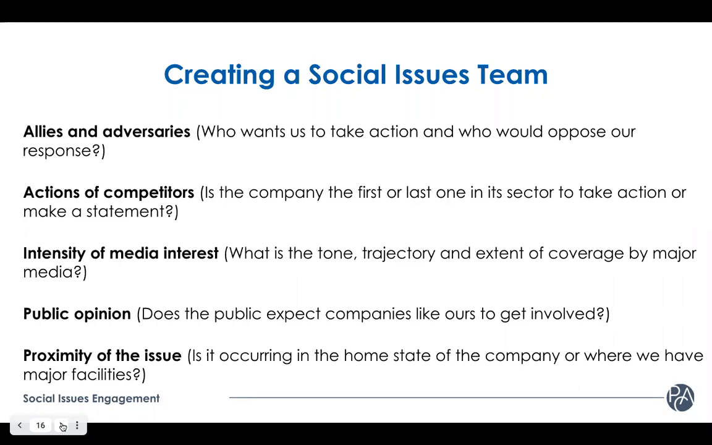Another one is, honestly, your competitors, the peer companies. What are they doing? Are you going to be the first in? Are you going to be the last in? This is one of the hardest things, and this is where you want your communications person and your digital people involved: what's the intensity of media interest? What's the tone and trajectory and extent of the coverage? This is one of the hardest things to get right.